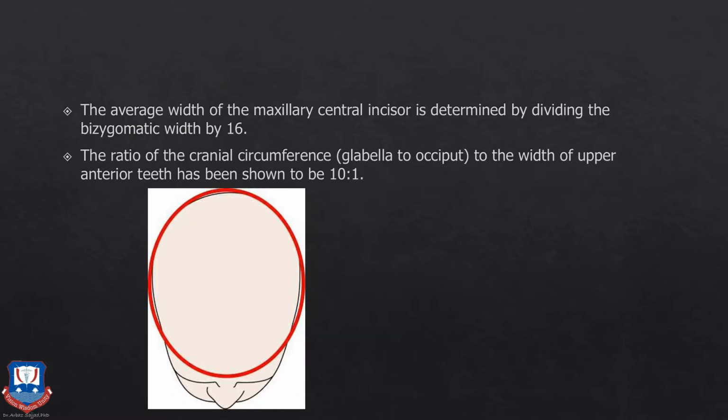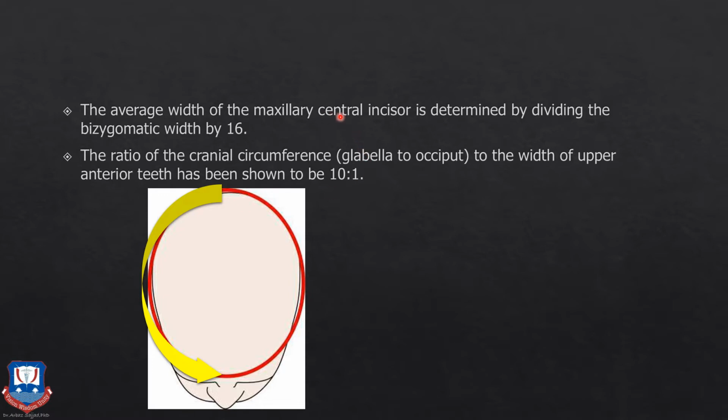Another measurement is a measurement of the circumference of the head. It is stated that the circumference of the head between the glabella and the occiput is a guide for determining the width of the maxillary central incisor. Once we measure the circumference from the glabella to the occiput, we divide this by 16 and we get the measurement for the maxillary central incisor.